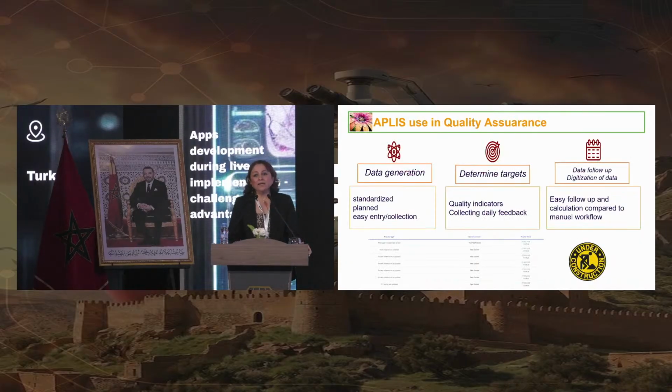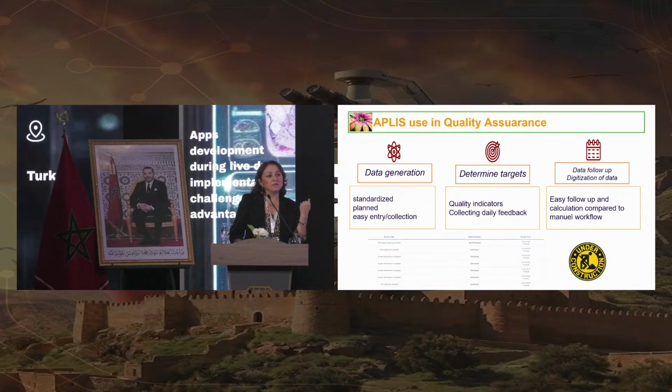And why is this important for quality assurance? Because in quality assurance, you generate data in Apples, and you use data in QA, and your data is standardized, planned, and you have an easy entry and collection way with the Apples. You can determine the targets, and targets are numerical.